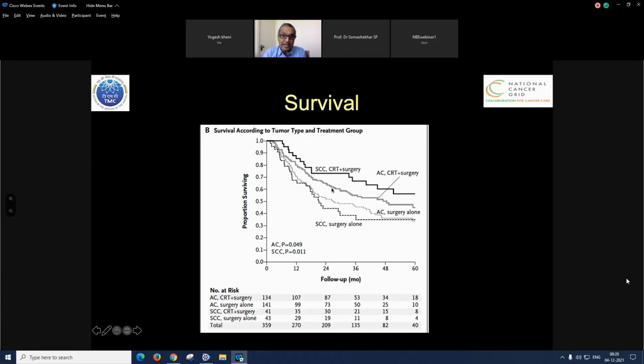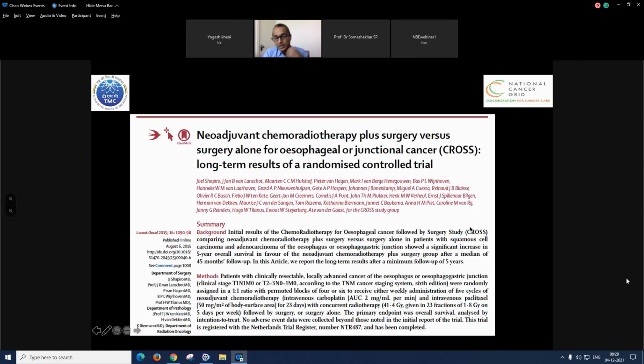So the difference was highest in survival when you were comparing squamous cell cancers. The curves in the middle are the ones which are the adenocarcinomas. Though you saw a difference, the difference was less with adenocarcinomas. And this is something that's been a recurrent theme across many studies.